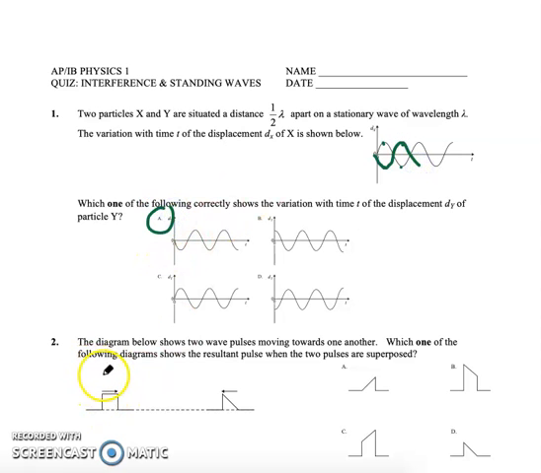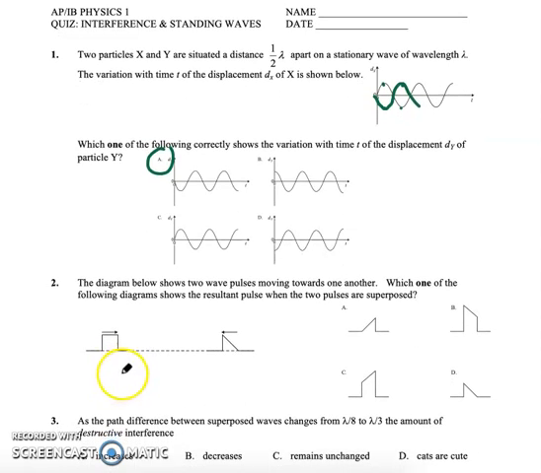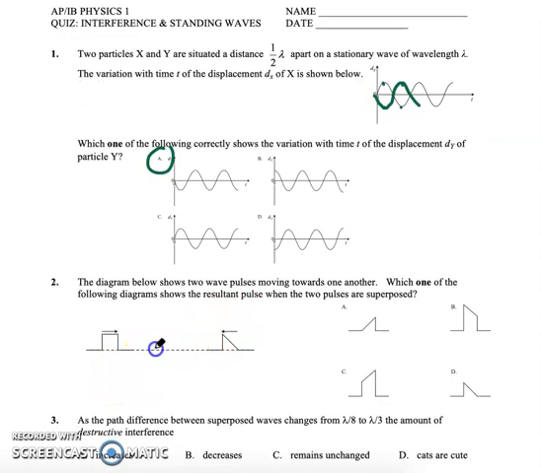Okay, we have two waves that are meeting. They're going to overlap, so that's going to be constructive interference. So basically I have the rectangle here, and then I'm just going to superimpose on top of that the triangle. Okay, and so which one matches that? That's going to be B.